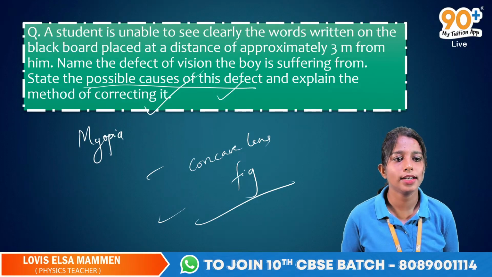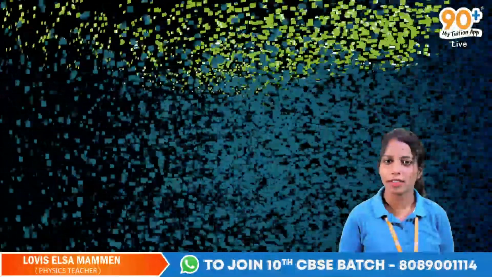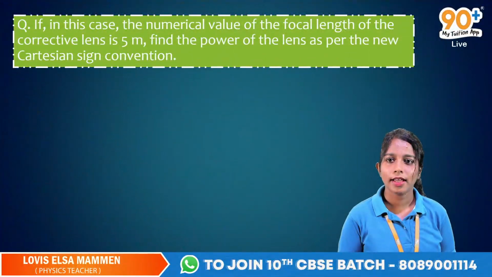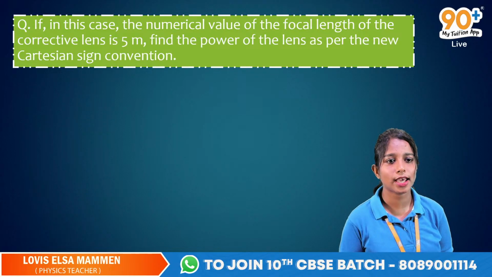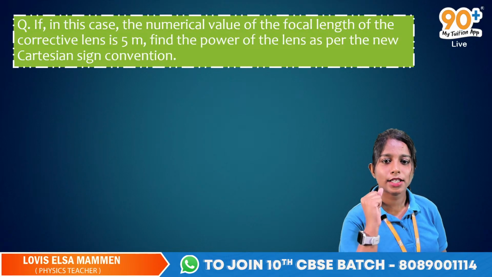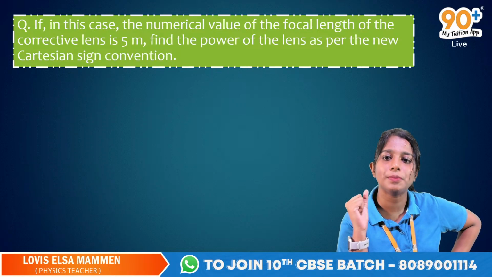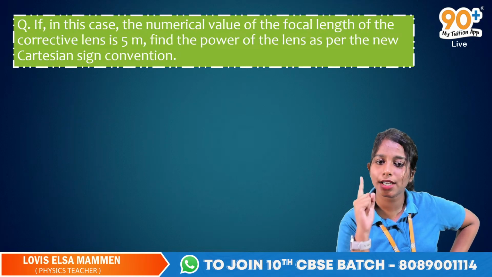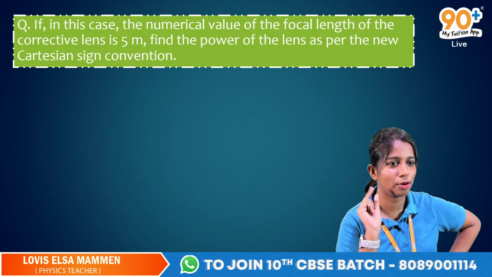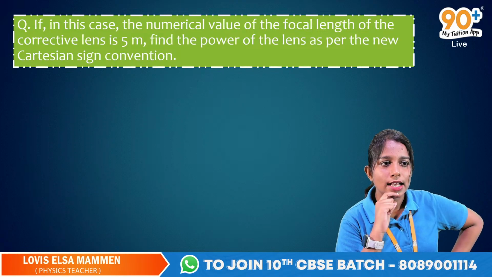അണ്ടർസ്റ്റുഡ് എവരിവൺ? അങ്ങനെയാണെങ്കിൽ ഒരു കാര്യം കൂടെ ഉണ്ട് ഇതിനകത്ത്. എന്താണെന്നറിയാമോ? If in this case, ഈ കേസിൽ ഒരു ക്വസ്റ്റ്യൻ കൂടെ ഉണ്ട് കേട്ടോ. If in this case the numerical value of the focal length of the corrective lens is 5 meter, find the power of the lens as per the new Cartesian sign convention. Problem കിട്ടിയോ? Numerical problem കിട്ടിയോ? Okay, yes. So you have studied.